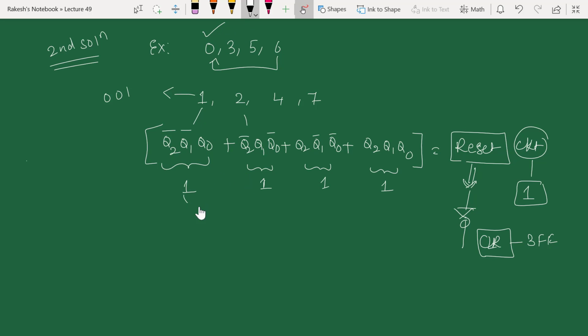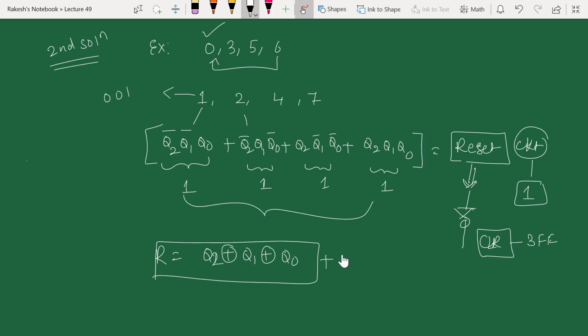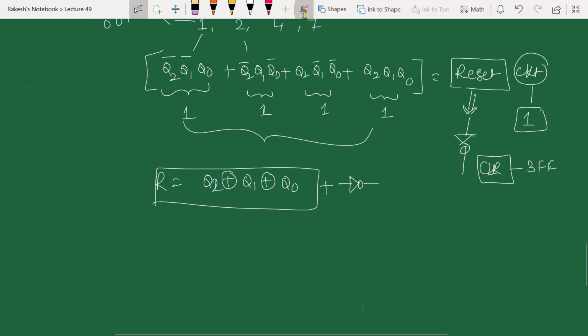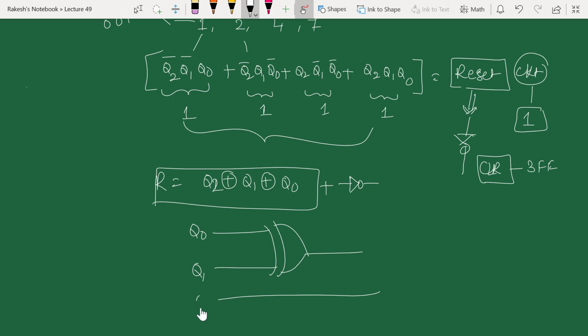So if you simplify these 4 minterms, you are going to get Q1 XOR Q2 XOR Q1 XOR Q0. So this is my reset signal. This entire thing I am going to connect with a NOT gate, that is nothing but an over bar we are going to write here. That means your reset signal will be Q0, Q1 through a XOR gate, and the output of this will again go through one more XOR gate with your Q2.